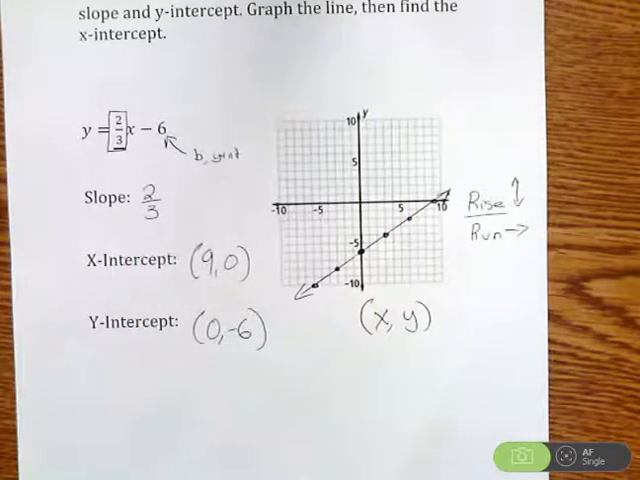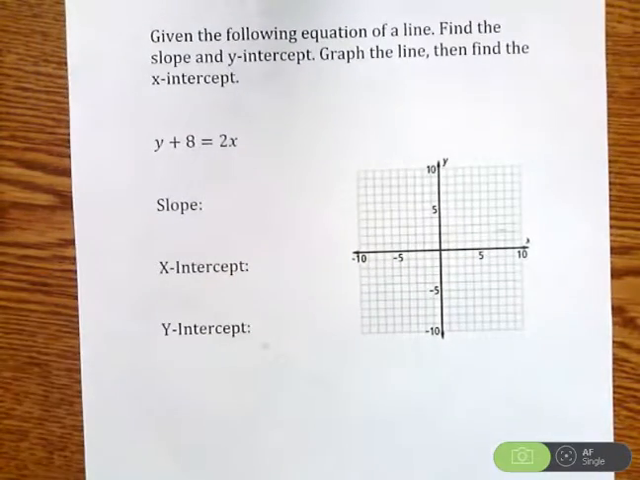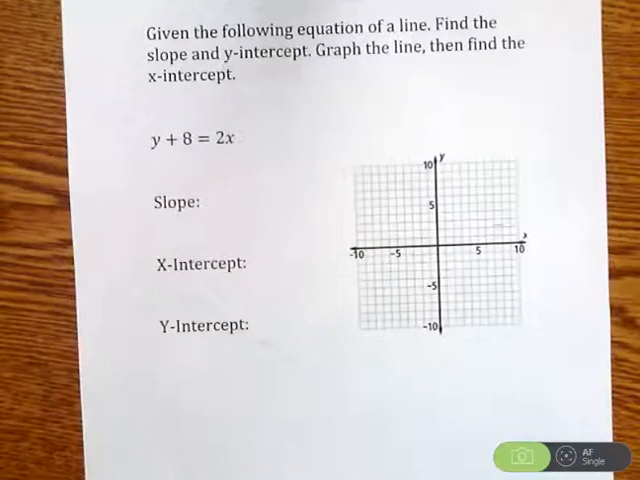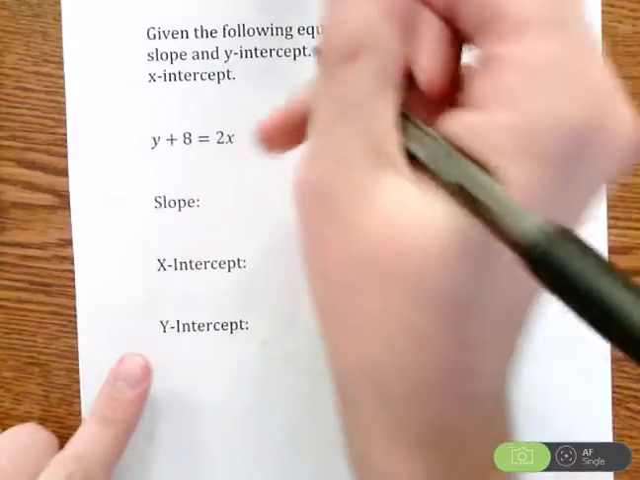So that's one example. I want to show you one more. Again, we're given the equation of a line. We need to find the slope and the y-intercept, graph the line, and then find the x-intercept. So I have y plus 8 equals 2x. Hopefully what you're noticing on this one is things are a little bit different.